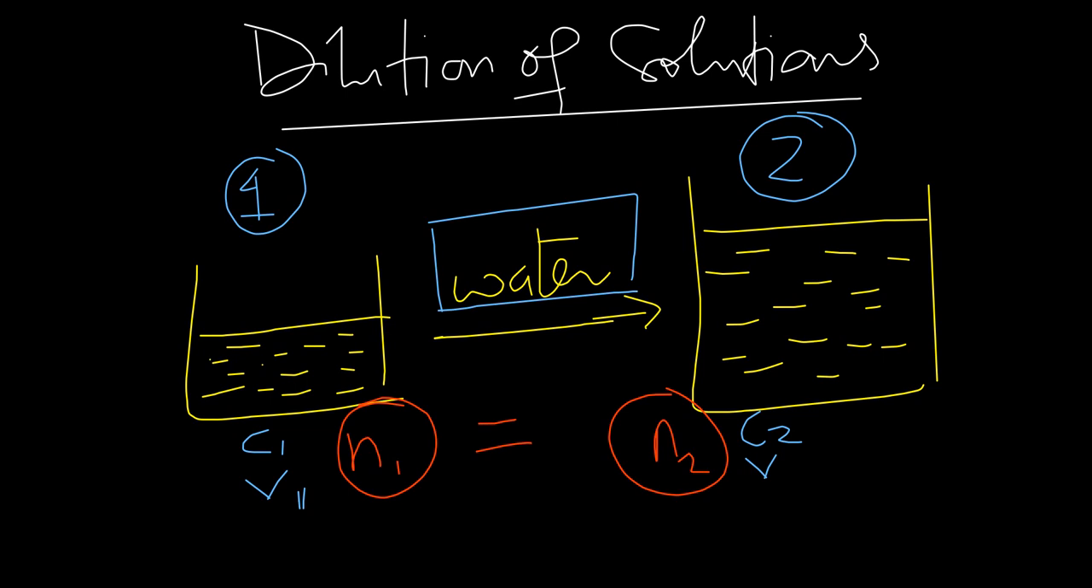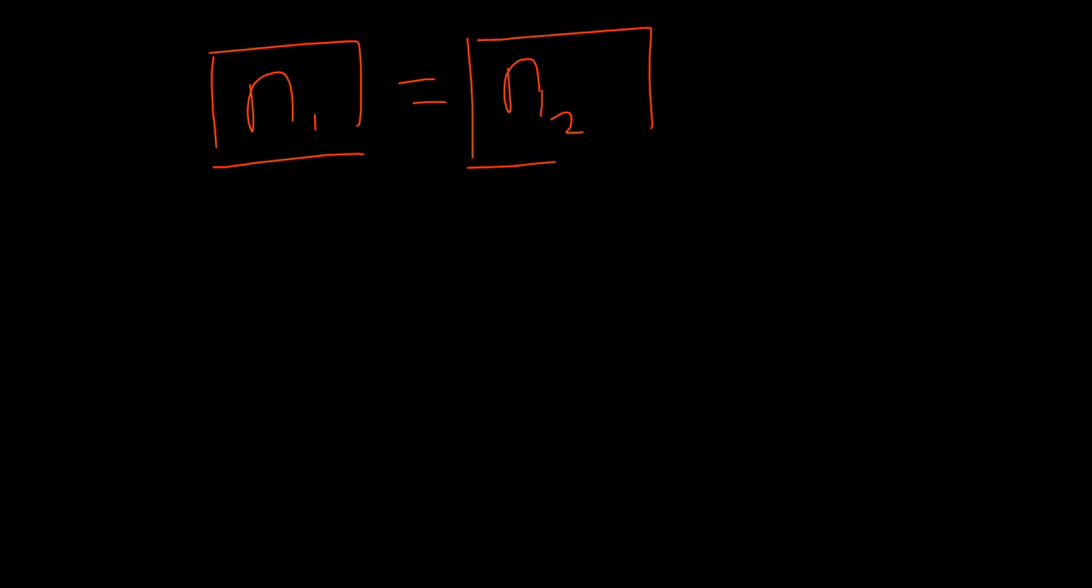Now this formula, let me write it on the next page. So what it means is that after dilution, the mole in solution 1 is the same as the mole in solution 2. They do not change. It's the same thing. That's the first thing you need to remember. And it's very important for you to note.